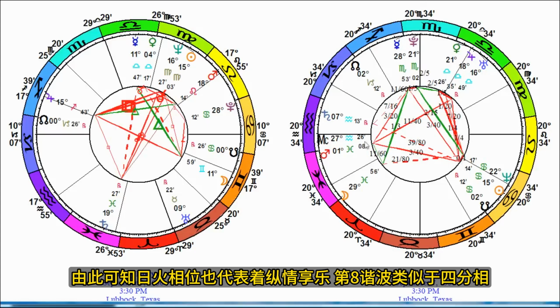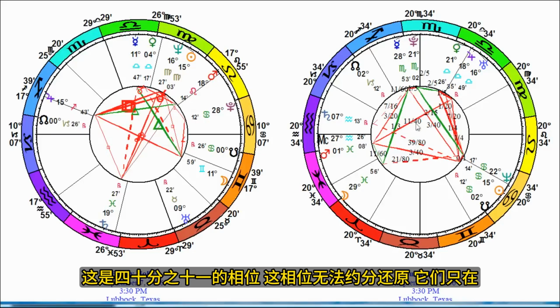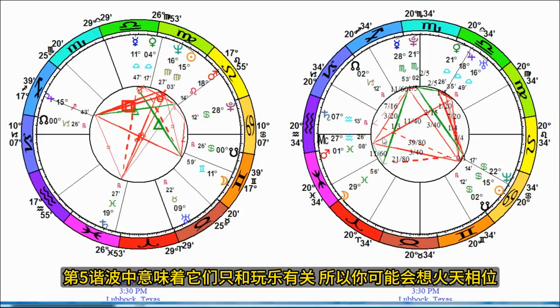So the Sun Mars is also striving to play, because 8th harmonic, similar to squares, is also dynamic and active and wants to achieve things. And look at this, his Mars is 11/40ths, it tells me, to Uranus. So these aspects are not getting reduced. They're only in the fifth, which means they only have to do with play.